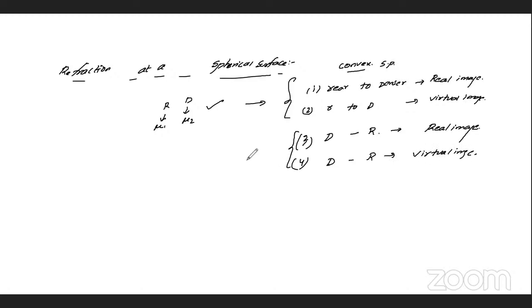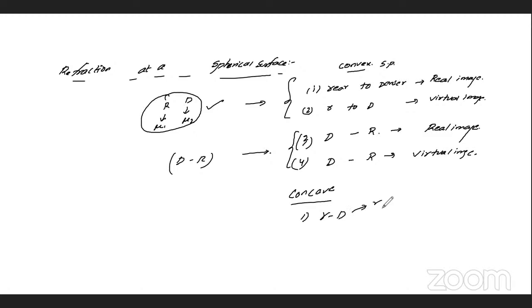Here also we are going to discuss a relation. This one is rarer to denser, and now it is denser to rarer. There are two formulas, and these two formulas are very important. Same thing for concave also: rarer to denser, we will see a real image as well as a virtual image. Same thing, denser to rarer, real image as well as virtual image.